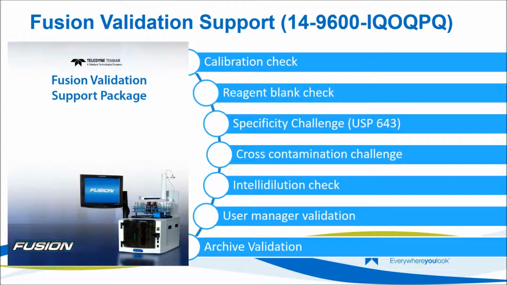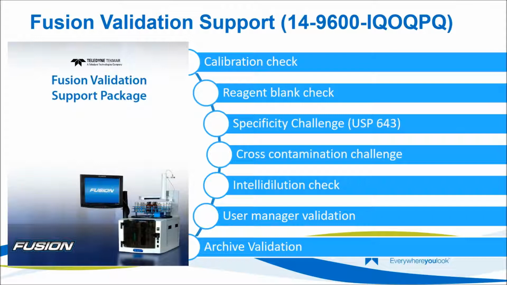A cross-contamination challenge, which is a carryover challenge to make sure you're not carrying over too much carbon from sample to sample. An IntelliDilution check, which is also a feature in our software, just verifies that if you have a sample that's above your calibration curve range, let's say you have a calibration curve up to 10 parts per million and you run a sample that's at 20 parts per million, the software will actually automatically flag it, dilute it for you, and rerun it. So you'll still have results in the morning if you're running samples overnight, so you don't have to worry about if all your samples are within the calibration curve, which is really nice.